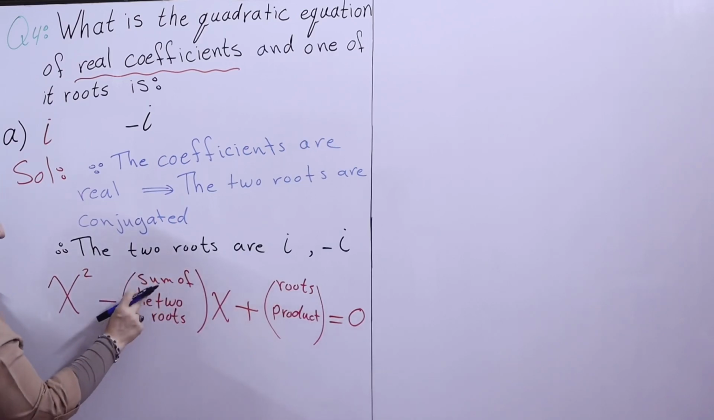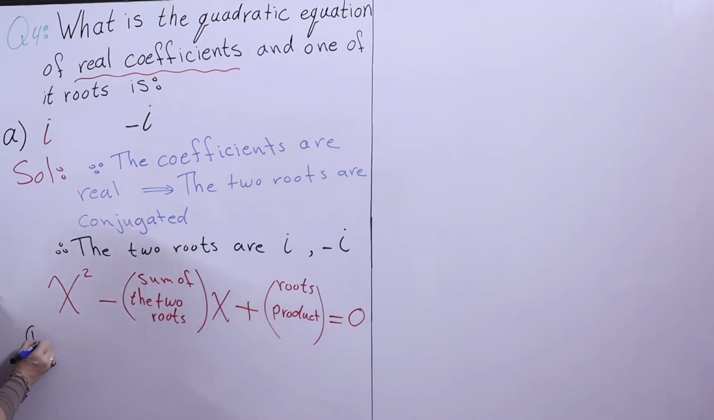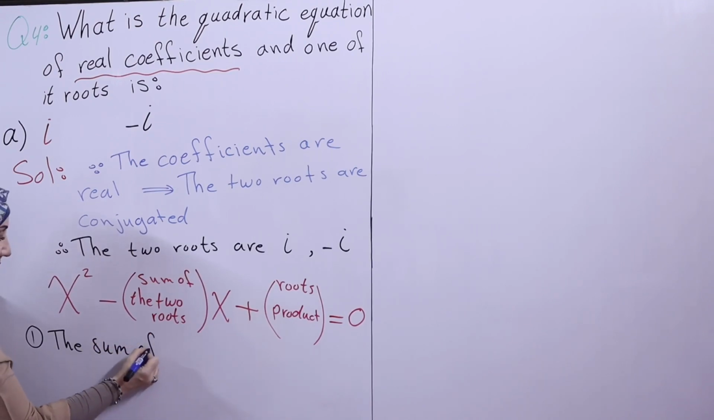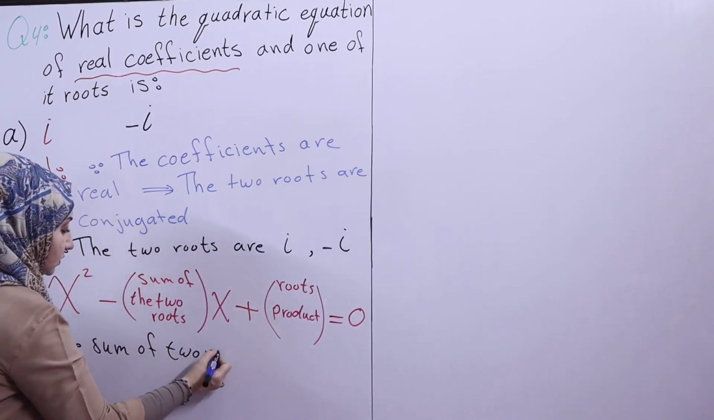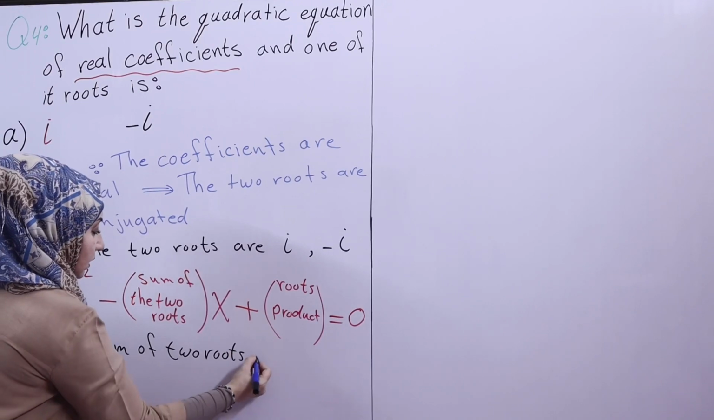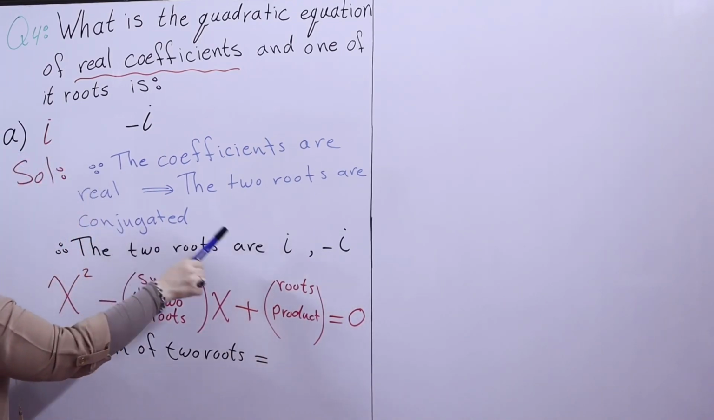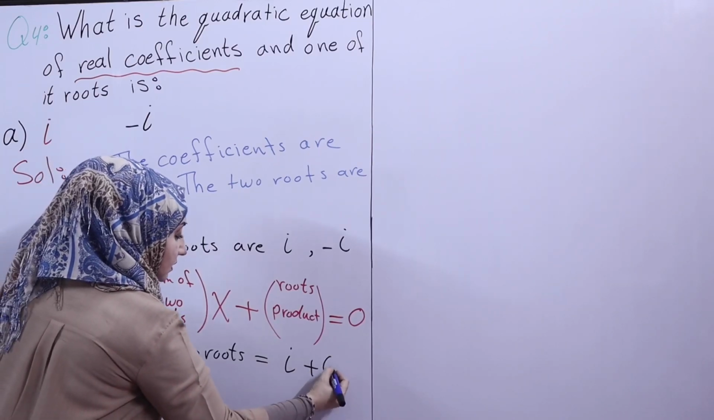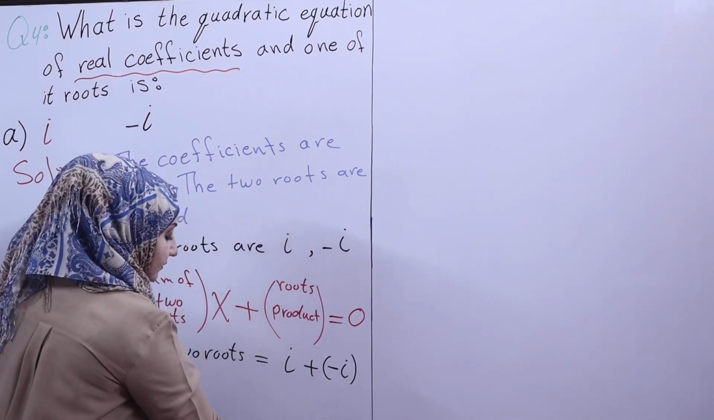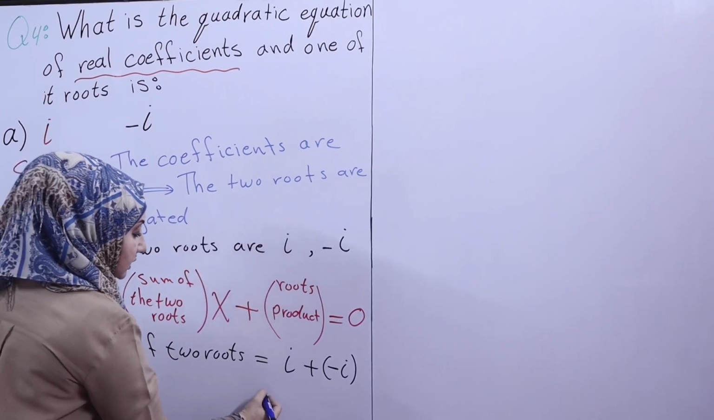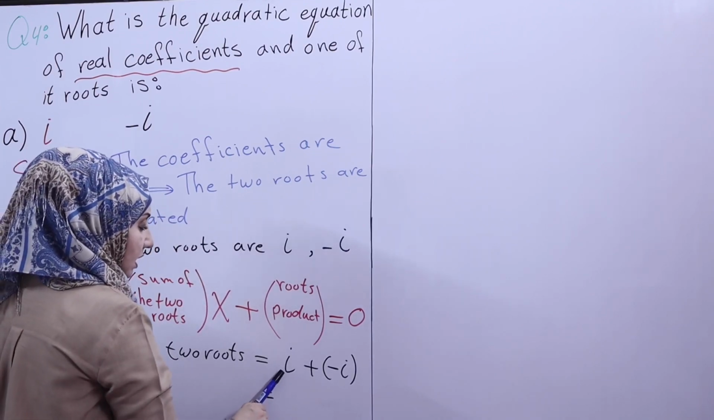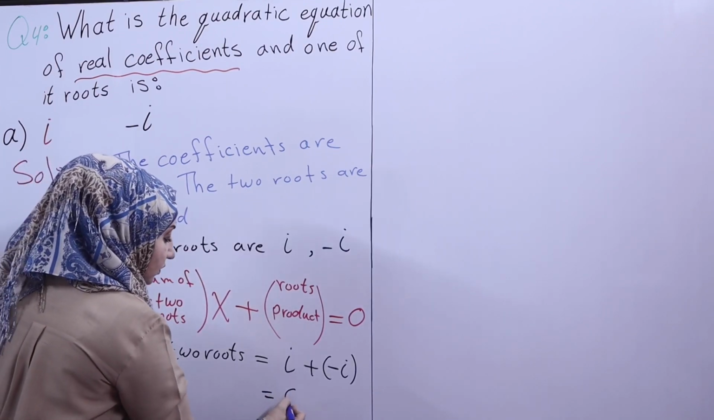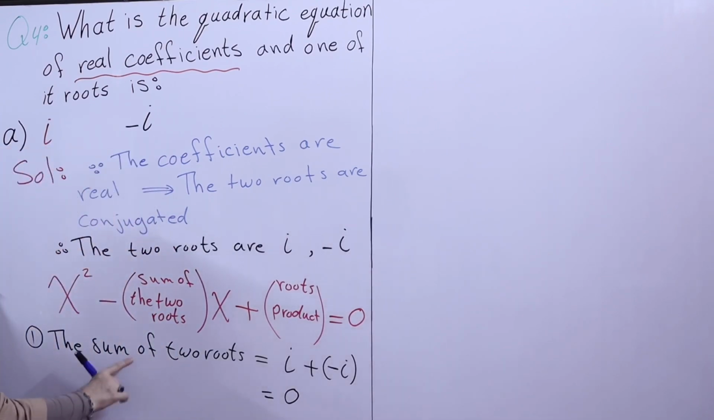And now we can find this quadratic equation. First we want to find the sum of the two roots. The first root is I plus negative I, and it will be I plus negative I equals 0. So that means the sum of the two roots equal 0.